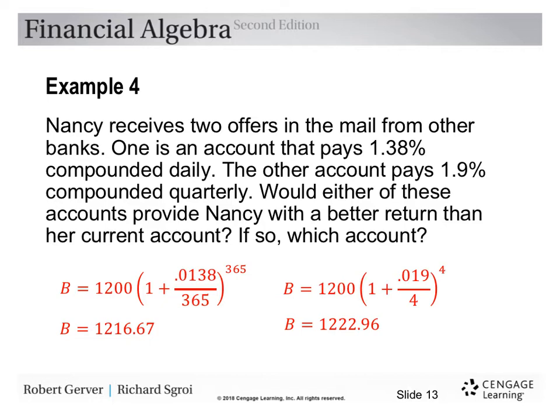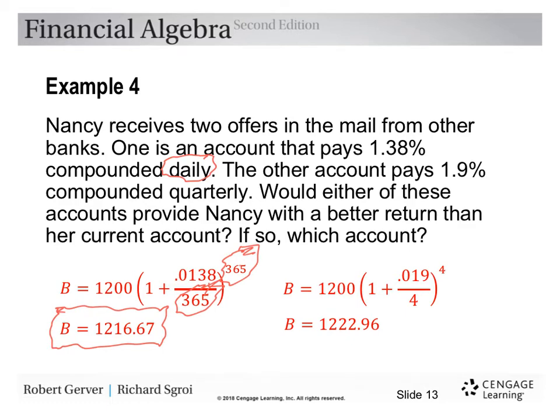All right, so let's look at the first offer, 1.38%, I'm sorry. And that's compounded daily. So don't forget now that this is going to be 365 here. So we got 365 here, we got 365 here. There's the interest rate. And we calculate it out. Again, remember, on your calculators, do this fraction in the middle, add 1 to it, raise it to the 365, multiply it by 1,200, and we come out with a balance of 1216.67.